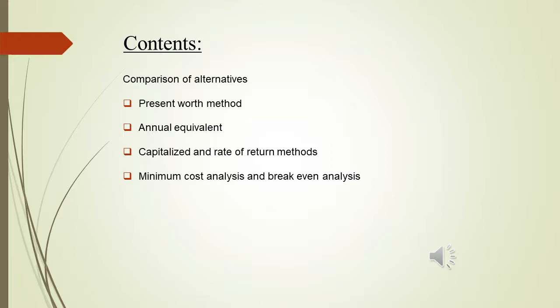The contents present in this part: there are different kinds of alternatives. Comparison of alternatives. First we'll go through the present worth method, then annual equivalent, then capitalized and rate of return methods, and then minimum cost analysis and break even analysis. So we'll go through these topics.